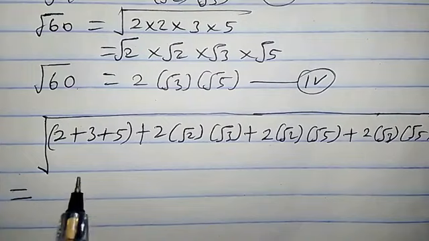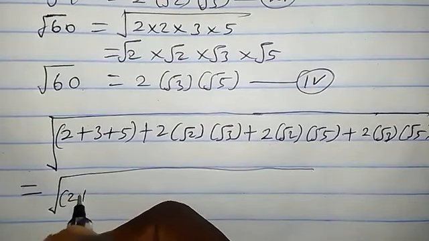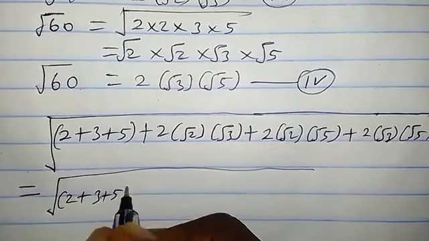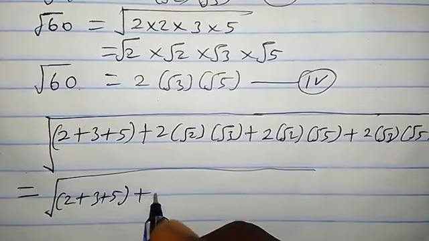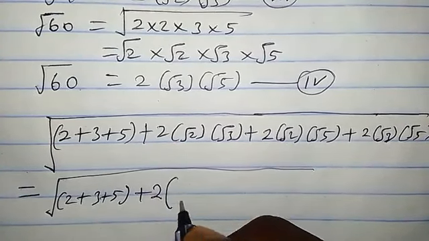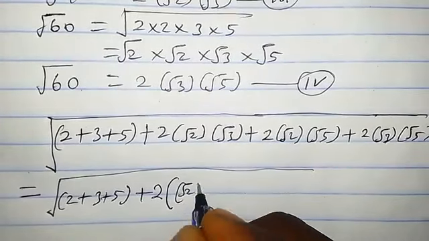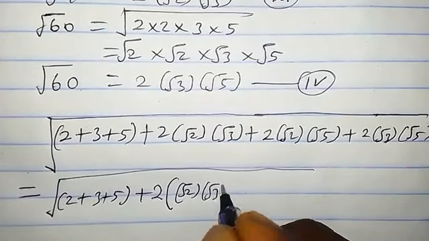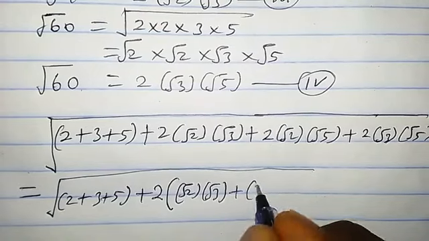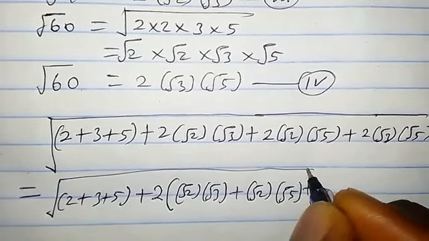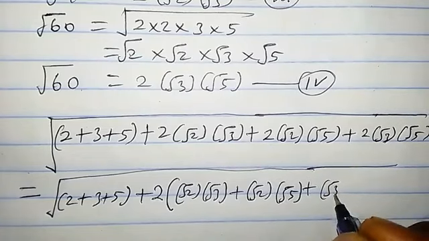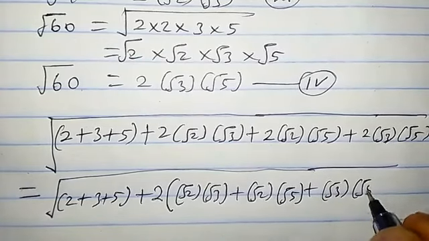So this equals square root of 2 plus 3 plus 5 plus, we observe that 2 is common in each of these guys. So let us pull it out. We're going to have 2 into square root of 2 times square root of 3 plus square root of 2 times square root of 5 plus square root of 3 times square root of 5.